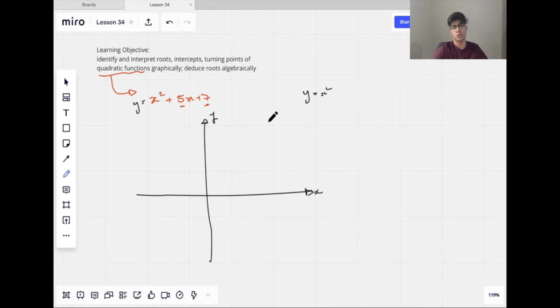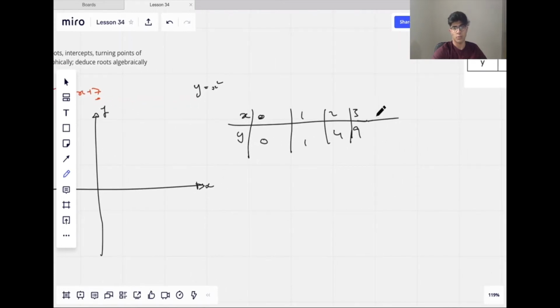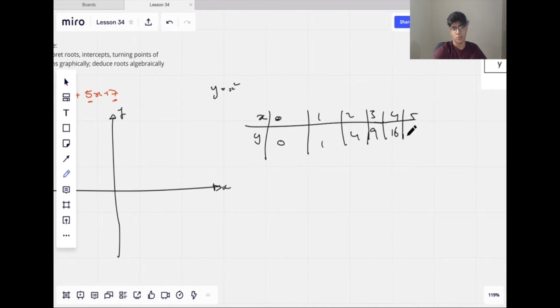When we see a function that we've never seen before, the first way we can approach it is just plugging in values and seeing what happens. So you can make a little table. You can say x, y, and then 0, 1, 2, 3. If x equals 0, y equals 0. X equals 1, y equals 1. X equals 2, y equals 2 squared, which is 4. And then 3 squared is 9, and so forth. We can try 4, and that'd be 16. If we have 5, that's 25.